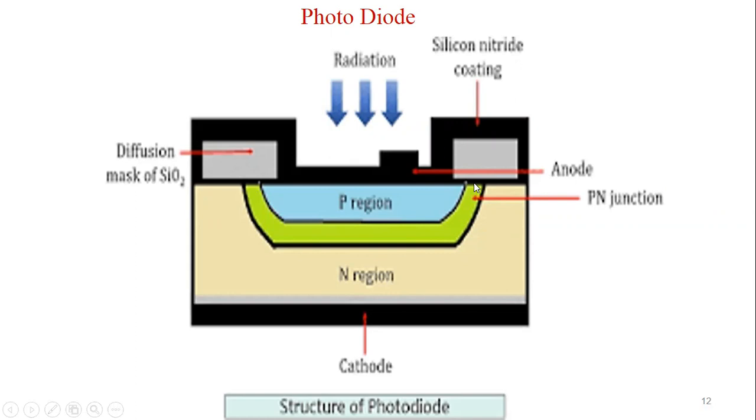When this PN junction is subjected to light intensity, meaning the radiation of light, it is going to change characteristics like the resistance and the conductivity of this particular diode. For connection purposes, the anode is a metal connected at this P region, and this N region has the cathode, so a metal is connected here at the cathode terminal. So this is the structure or construction of a photodiode.